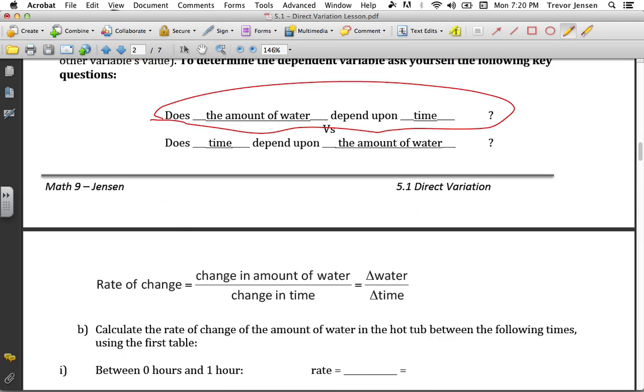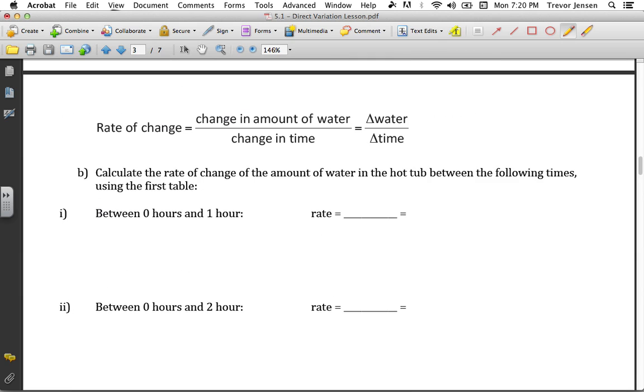So in this case, if we want to calculate the rate of change of the water in the hot tub as time goes, the rate of change is equal to the change in the amount of water divided by the change in time. That's what this little triangle here means. It means change in. So change in water divided by change in time. That'll give us the rate of change. That'll give us the liters per hour.